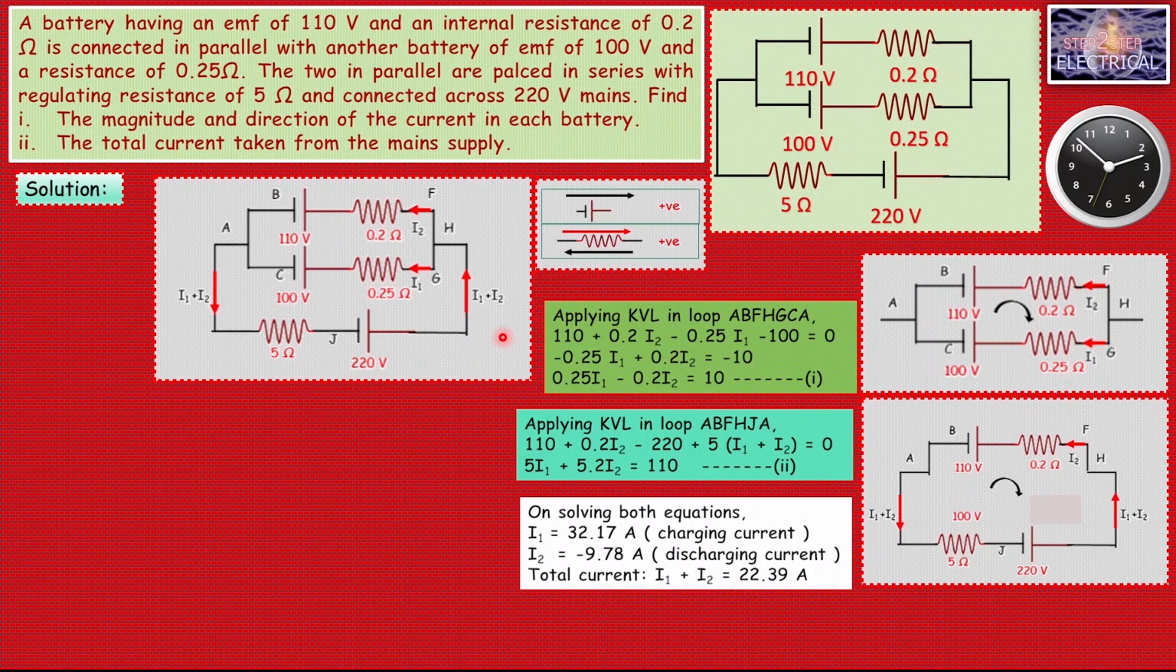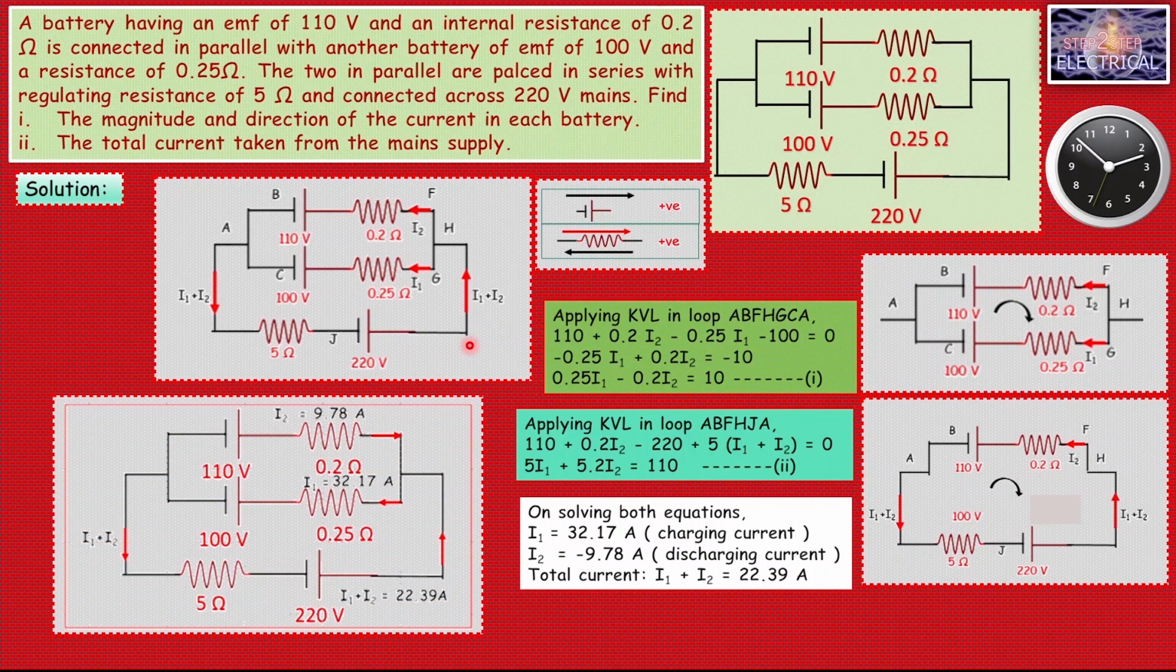So our final figure is, okay, this is our final figure. In this figure, I2 current is 9.78 ampere and I1 is 32.17 ampere. This current is flowing from positive to negative. It means this battery is being charged. So I1 is the charging current. I2 current is 9.78 ampere, which is passing from negative to positive. That's why it is the discharging current.